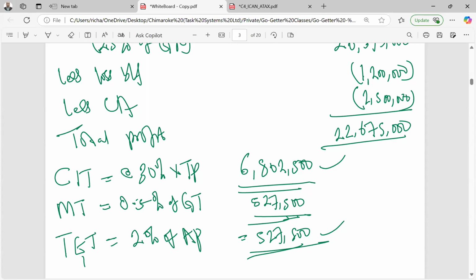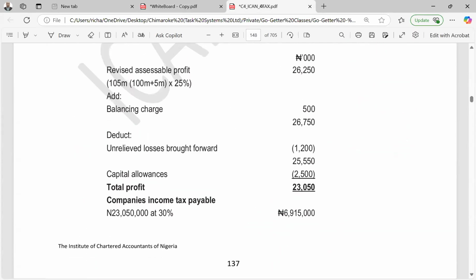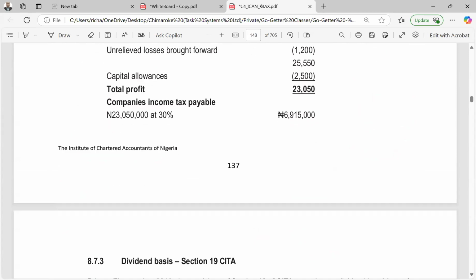But I think I prefer the way I did it here, although it's bringing more tax. Just the revenue is what you deal with. Then you add the balancing charge to the accessible profit. It's fine.